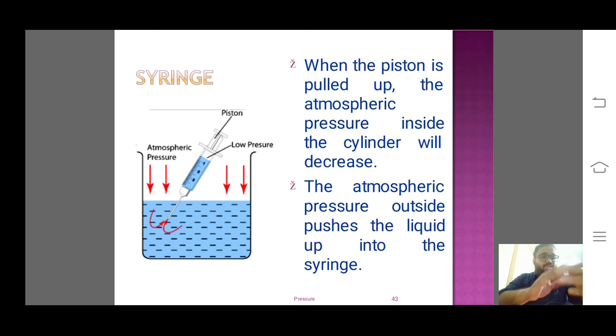Atmospheric pressure, you can see the diagram. When the piston is pulled up, the pressure inside the cylinder will decrease. So the atmospheric pressure outside pushes the liquid up into the syringe. Because when we draw water into the syringe, the inside pressure decreases, and outside atmospheric pressure pushes the liquid to go inside the syringe. This is an example of atmospheric pressure I am talking about.